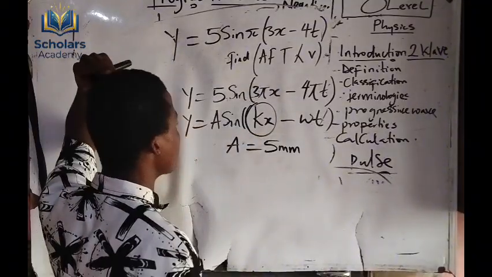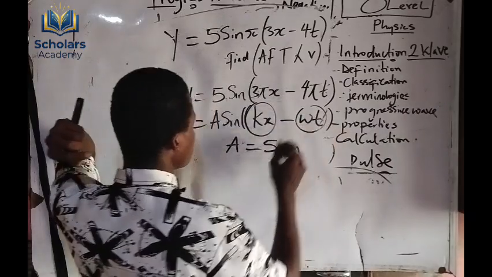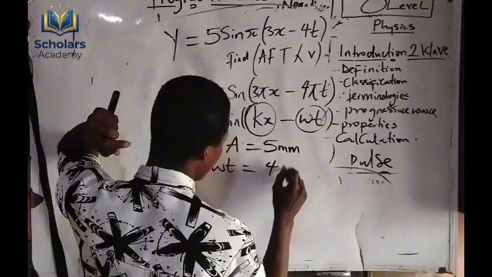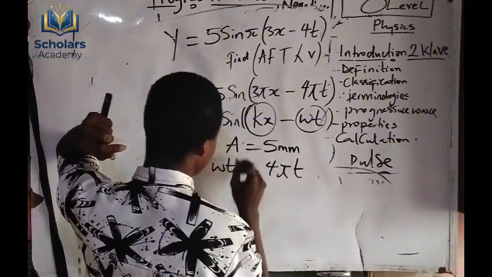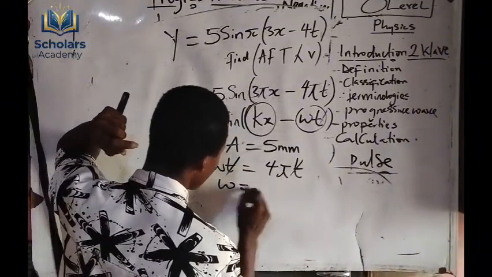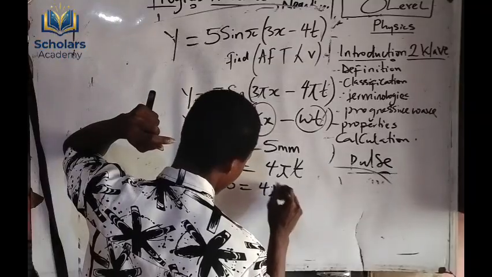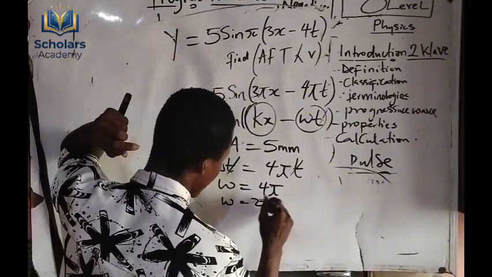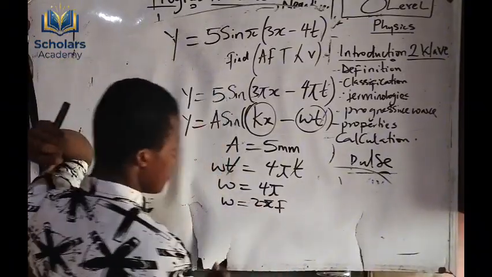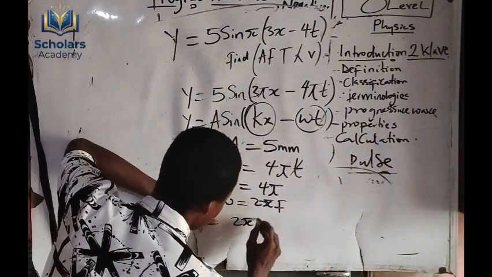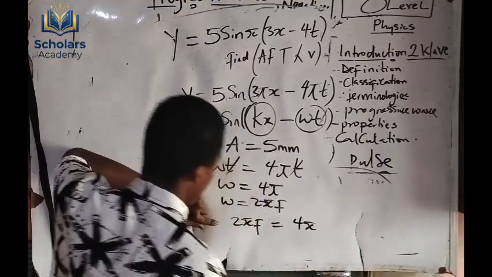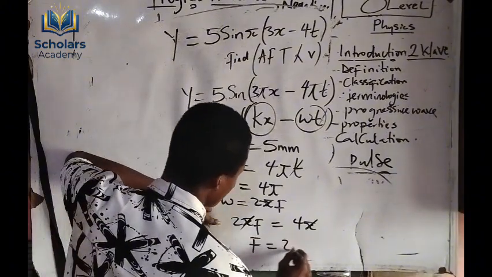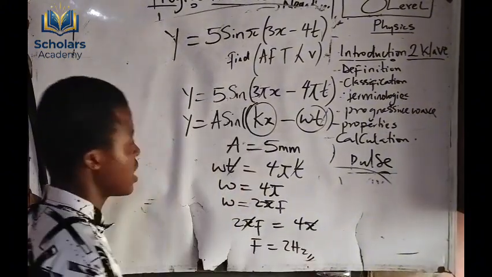Then next we should look for the frequency. Now to get my frequency, I'll use this. Since I have omega t, I can say omega t equals 4 pi t, right? t cancels t. So it means omega equals 4 pi, right? Now, omega is also equal to 2 pi f. So I will say 2 pi f equals 4 pi. Pi cancels pi. Are you with me? So my frequency equals 2 Hz. That's my frequency.